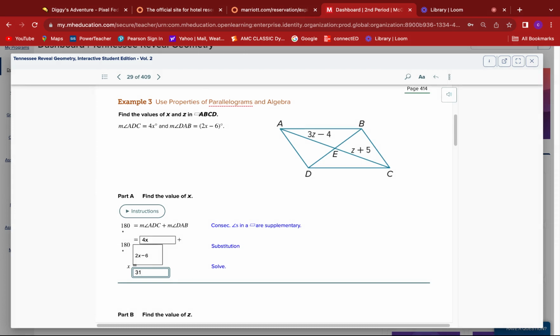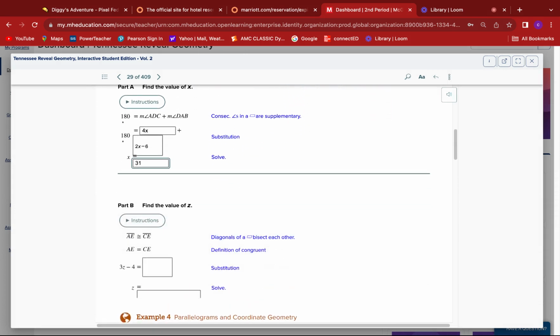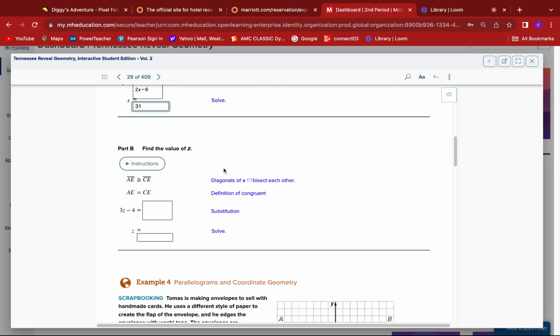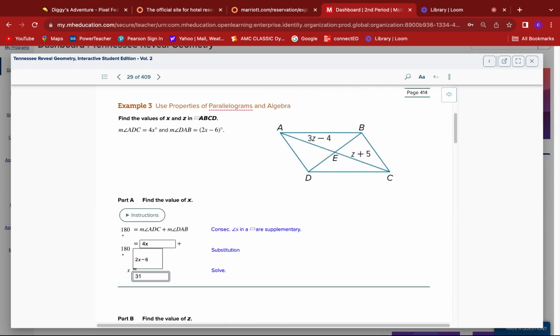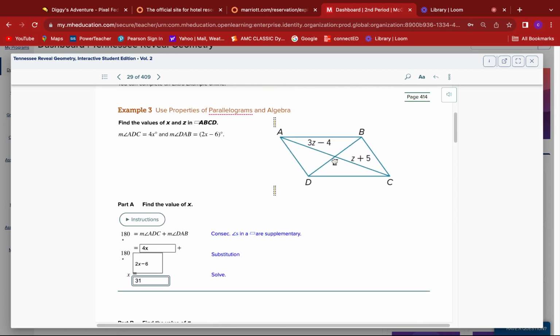All right, now it looks like they're going to have me doing some plugging in. They want the value of z. No, I'm not plugging in. I'm doing a whole different equation. Okay, so these are in the diagonal, and the rule says these diagonals bisect each other. Okay, first off, no degree mark. No degree mark. These are not angles.